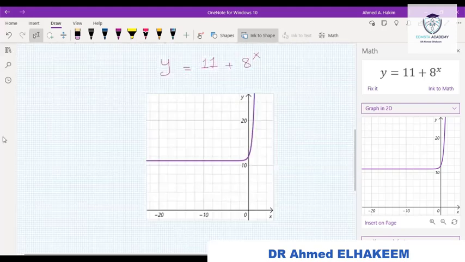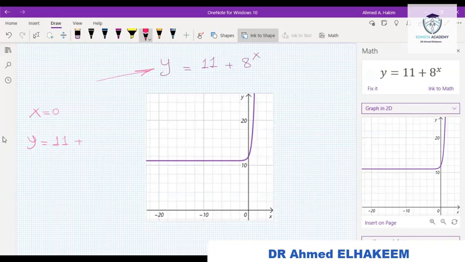When x equals 0, this function, y will be equal to what? 11 plus 8 power 0. Anything power 0 is equal to what? Equal to 1. Any number power 0 equals 1, right? So y at x equals 0 is equal to 11.